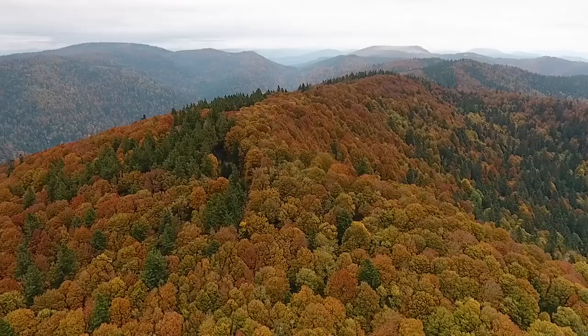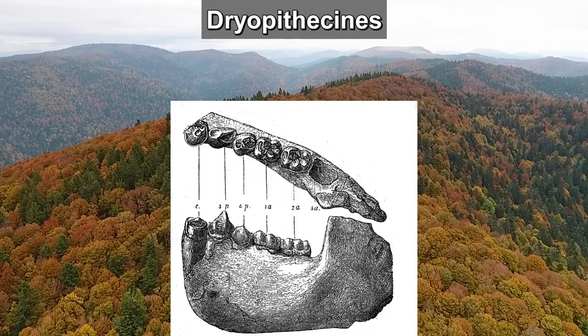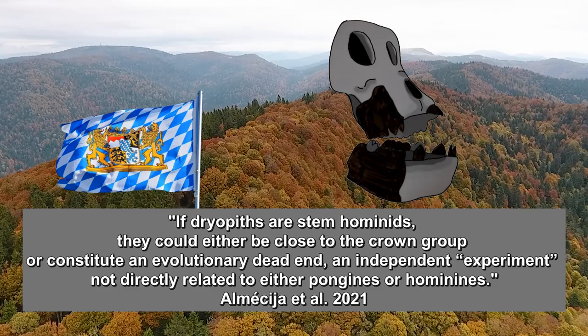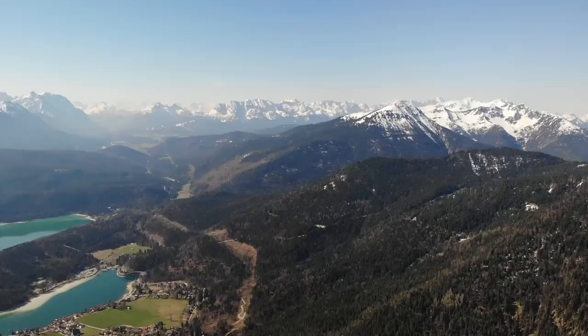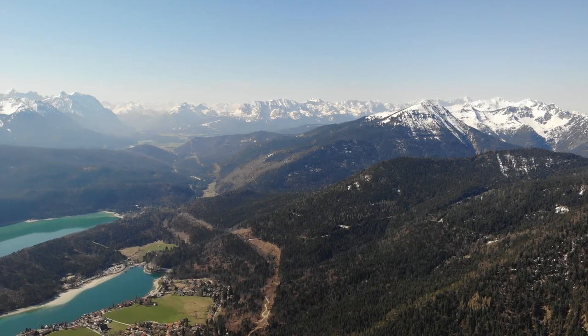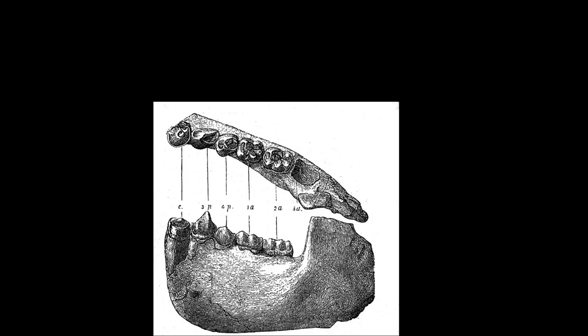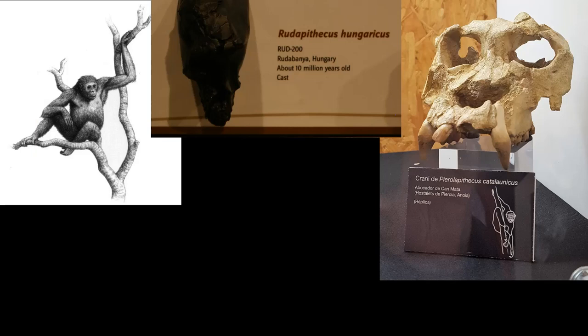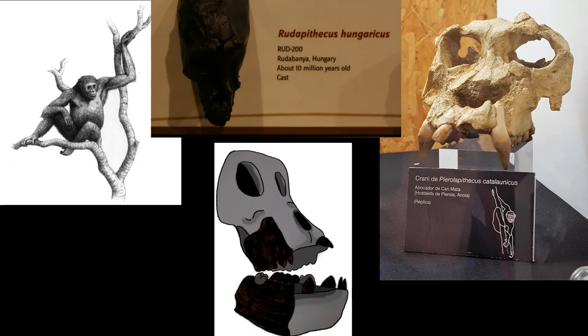Informally, large-bodied apes from the Middle Miocene in Europe are grouped together as so-called dryopithecines. It is controversial whether they are related either to the orangutan lineage or to the African apes, or if they constitute an evolutionary dead end, as Almécija and colleagues write. Yes, it is not even clear whether these species form a common ancestral community at all. Some of these species, such as Dryopithecus and tooth finds from Germany, for example from Eppelsheim, are too sparsely represented in fossils. And others, such as Hispanopithecus, Rudapithecus, Pierolapithecus, or even Danuvius from Germany, have a mix of traits too problematic to classify to be sure what phylogenetic position these species occupied.